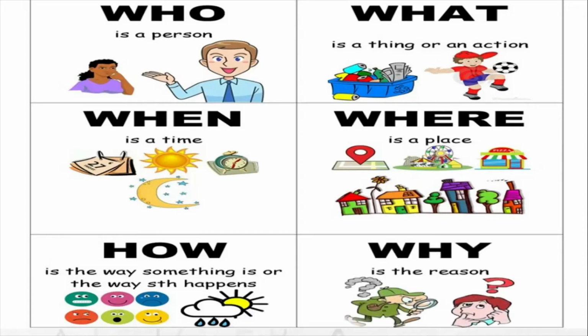Then you have why. Now when you say why, we're talking about the reason. Okay, why did the tree grow so tall? Alright, or we can say, why did he have to go to the railway station? So when you say why, we are asking for reason. So these are all the different WH question words. And wherever these words are used in a question, that question becomes a WH question.